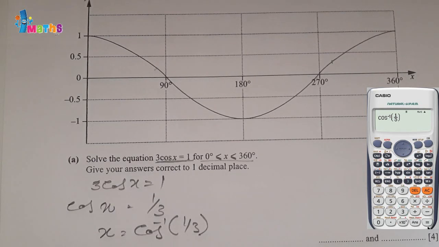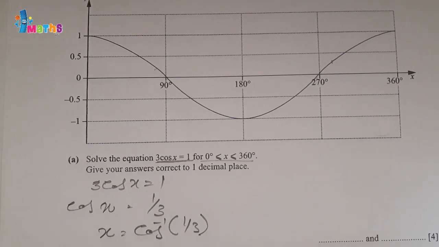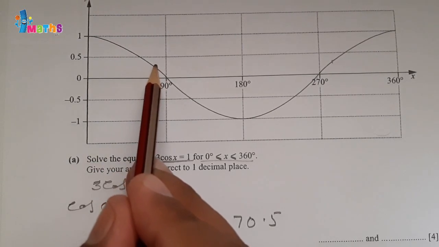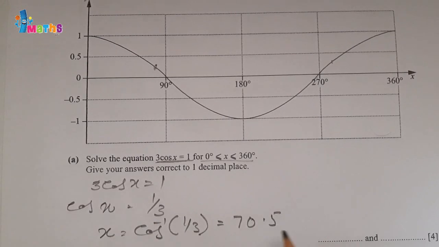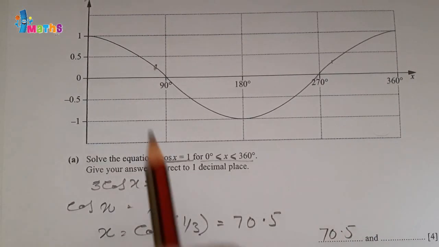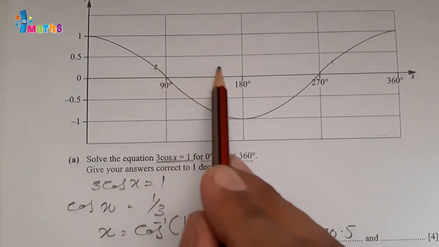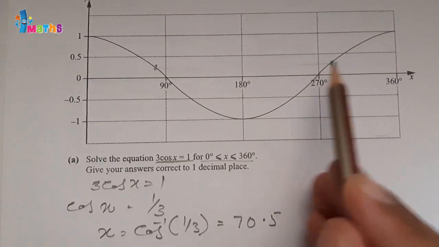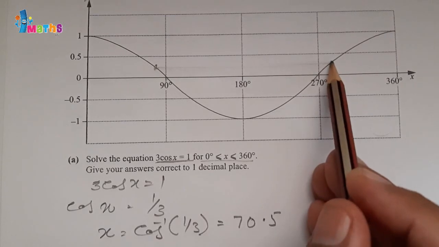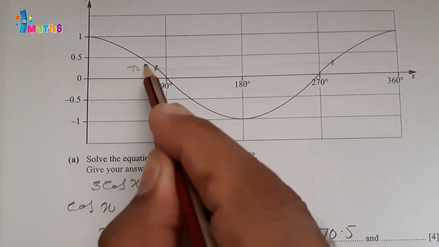If we check with the calculator, inverse cos of 1 over 3 will be 70.5. So if we check, 70.5 will be like over here. Now, one answer is 70.5, which we can write over here also. We have to find the other answer also. So we can see at this level, the graph is passing through this level again over here. But we need to find this height, this position also. So this is 70.5.